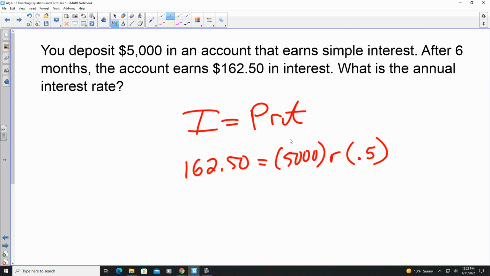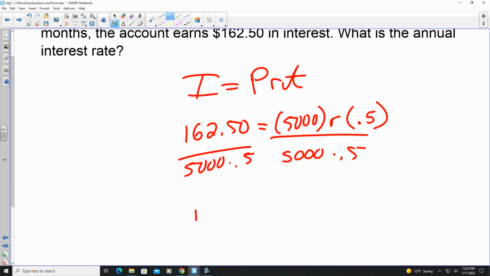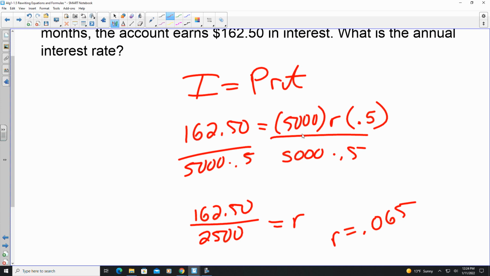Technically what we're going to do is divide both sides by 5,000 times 0.5, and that is going to get us our interest rate. So we have 162.50 divided by 2,500. That gives us our interest rate, and we have our interest rate is 0.065, but it's written as a decimal. If we want to convert that to a percent, it is going to be 6.5%.